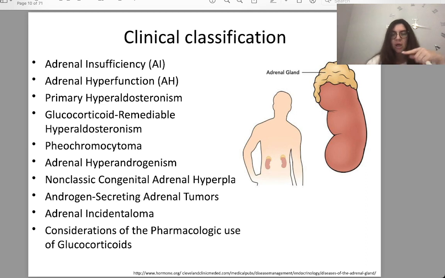You remember that the cortex produces androgens. It can be non-classic congenital adrenal hyperplasia. It can be androgen-secreting adrenal tumors. It can be adrenal incidentaloma. And it can be consideration of pharmacological use of corticosteroids. In today's lecture I'm going to stop shortly on each type of adrenal problem.